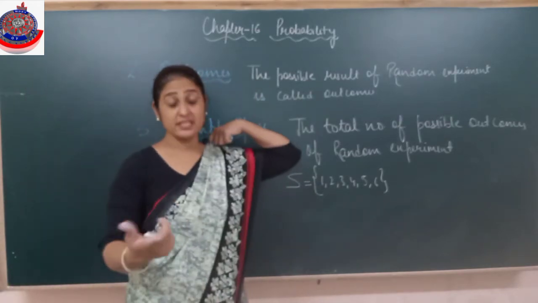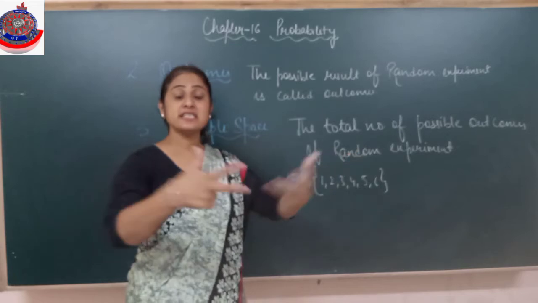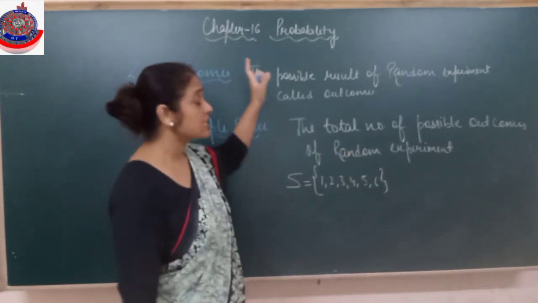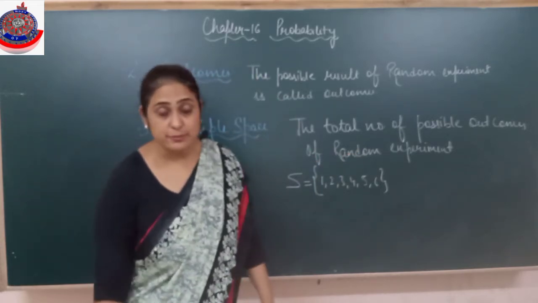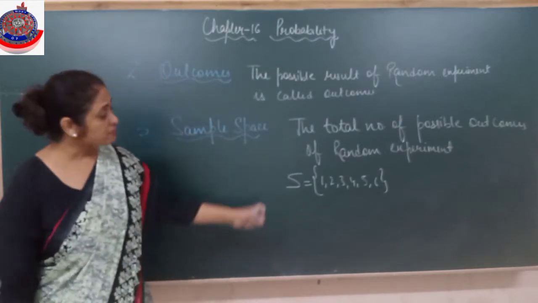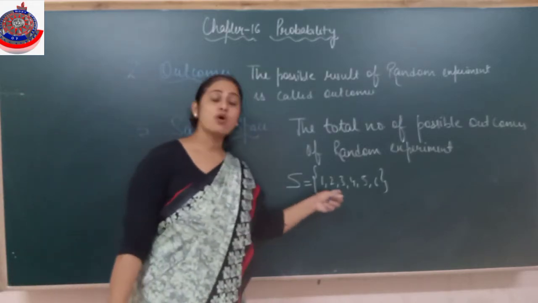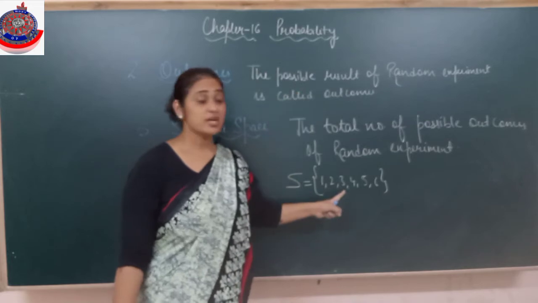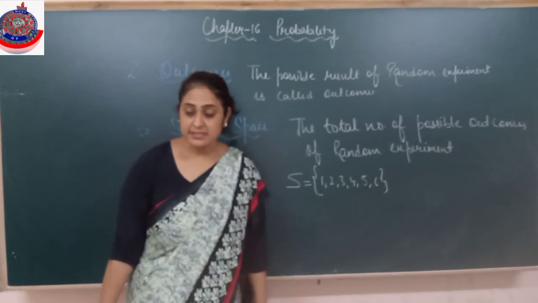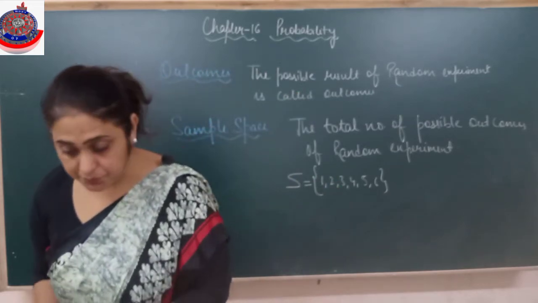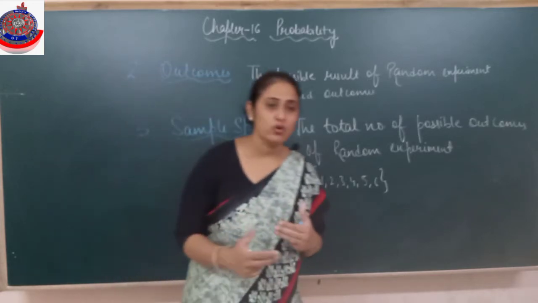Outcome is what exactly? Whether these can come. But if I make it a set of all the possible outcomes, then that becomes a sample space. Sample space is denoted by S. It is a set of all the possible outcomes. That becomes a sample space. I hope it's clear to everyone. We'll take examples and it will be more clear.